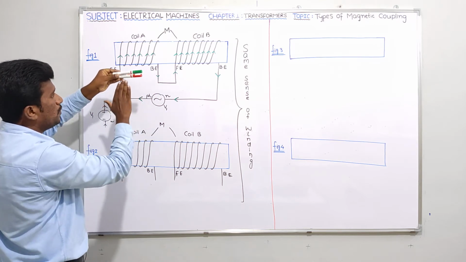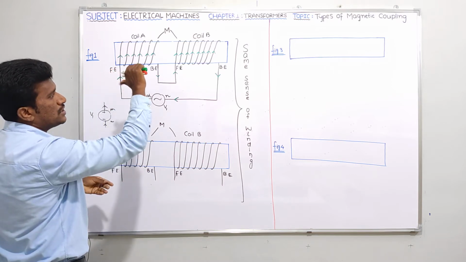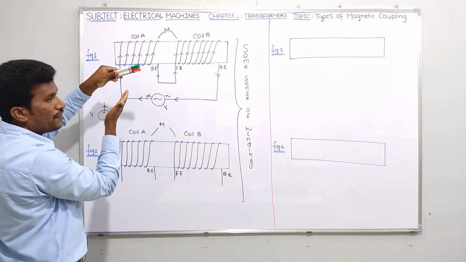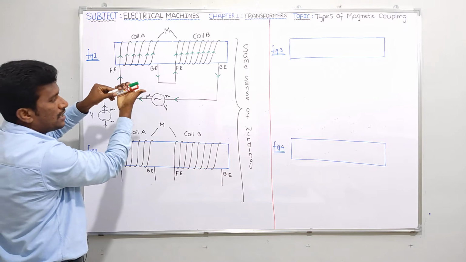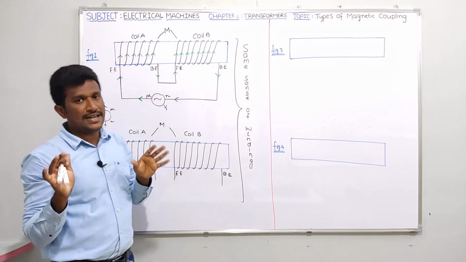Because suppose it is entering at the front end, and I show wrapped fingers like this, the direction of flux will be like this. The thumb indicates the direction of flux. Suppose current is entering at the back end and I show wrapped fingers like this for the direction of current, the thumb will be opposite. So you should be very careful in applying the right hand thumb rule.